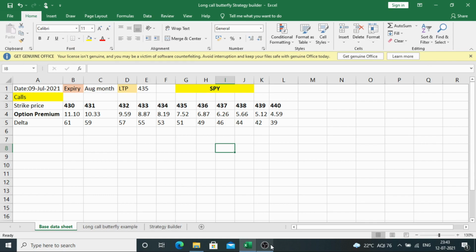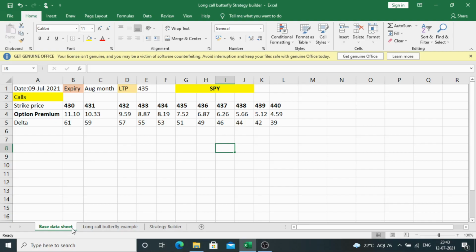I'm going to provide a strategy builder for each of the strategies which we are going to discuss. In this lecture, I want to explain how you can use the strategy builder and what kind of metrics it will give you automatically that I want to show. There are three sheets in this file.